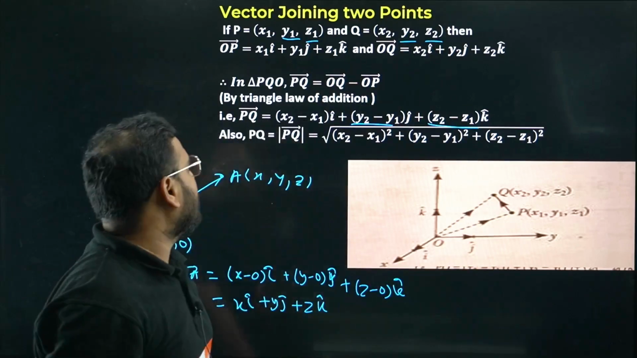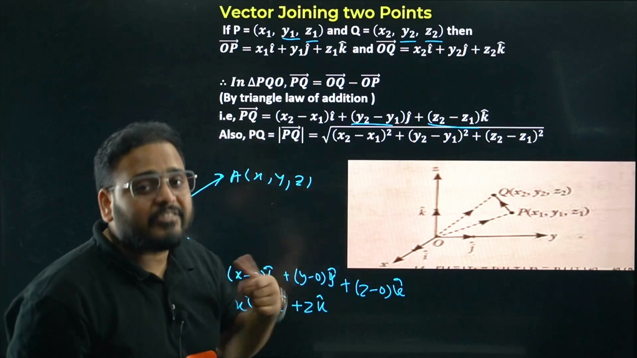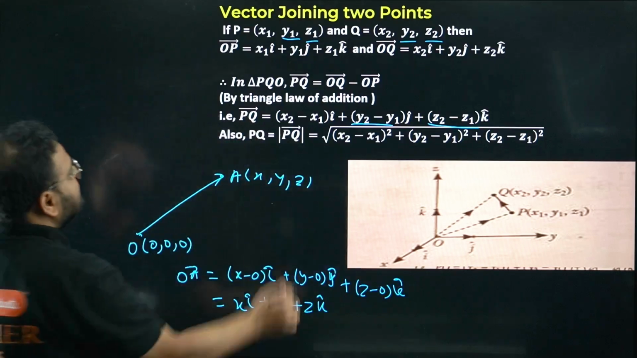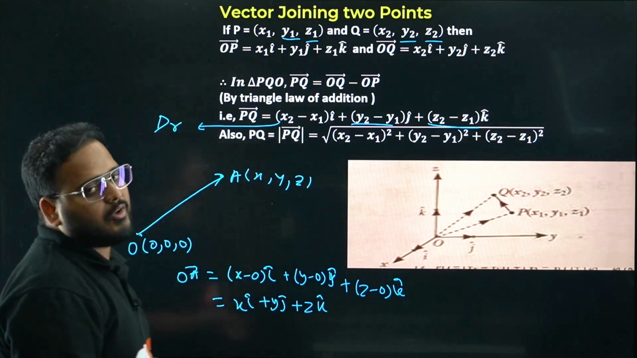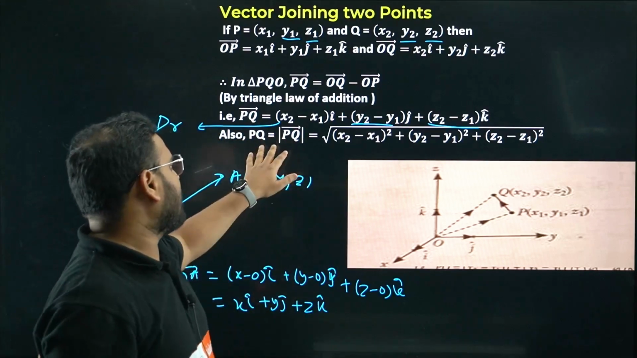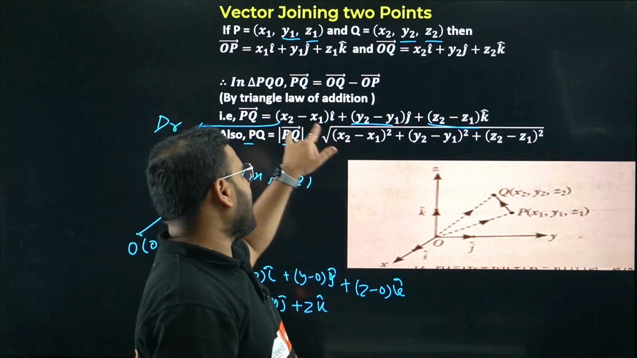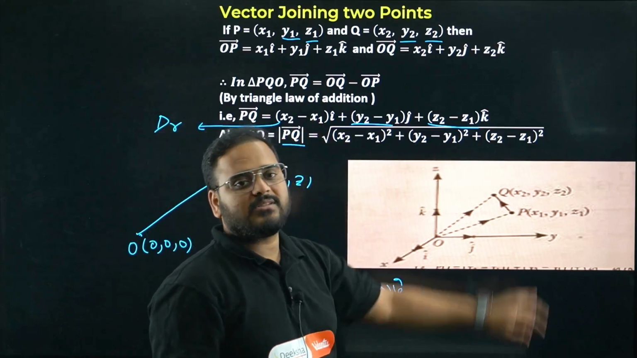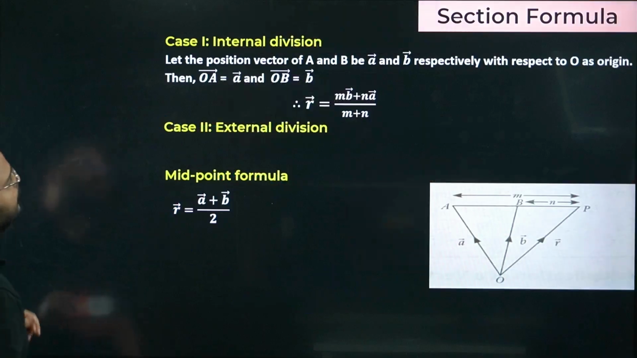Also, I want to tell you, x2 minus x1, y2 minus y1 and z2 minus z1 is nothing but the direction ratios of the given vector PQ. What is this first formula for? The magnitude of the vector PQ. We know this formula, right? The x component square plus y component square plus z component square. Simple things, nothing different. Okay, let's move on now.